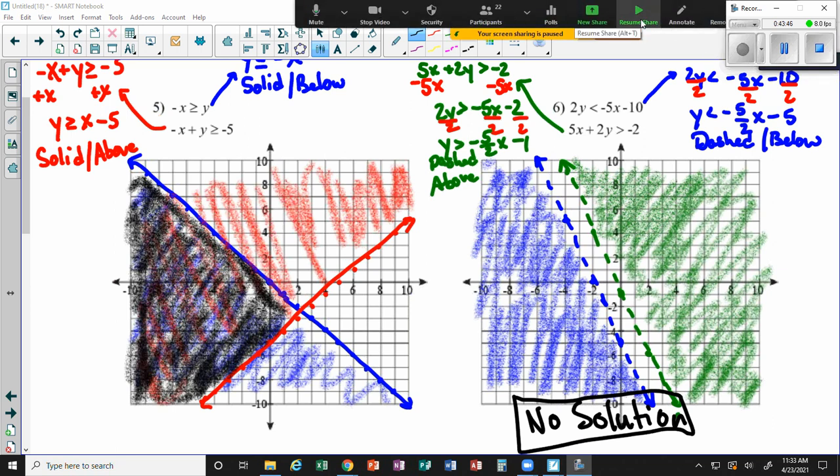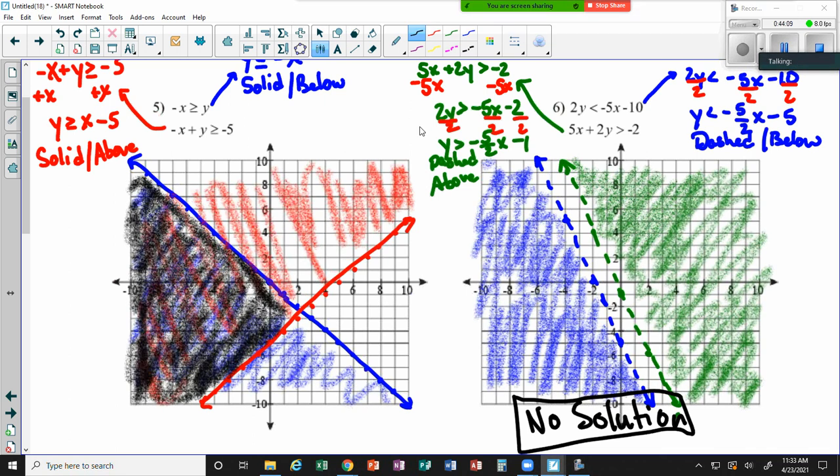Okay, what do we get for number 6? We have a solution, no solution. What do we got? No solution. These lines should have been parallel. So the first equation, I had to take and divide by 2. So when I divide by 2, I get y is less than negative 5 halves x minus 5. So that's dashed, and I'm shading everything below.